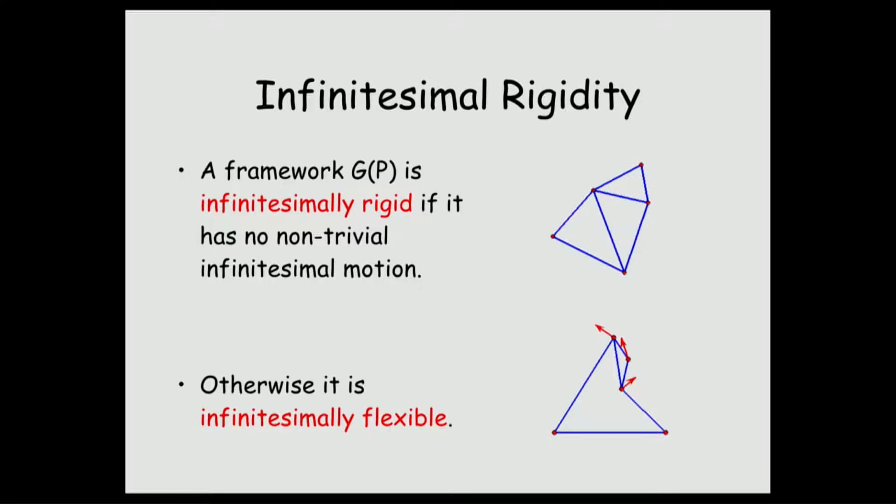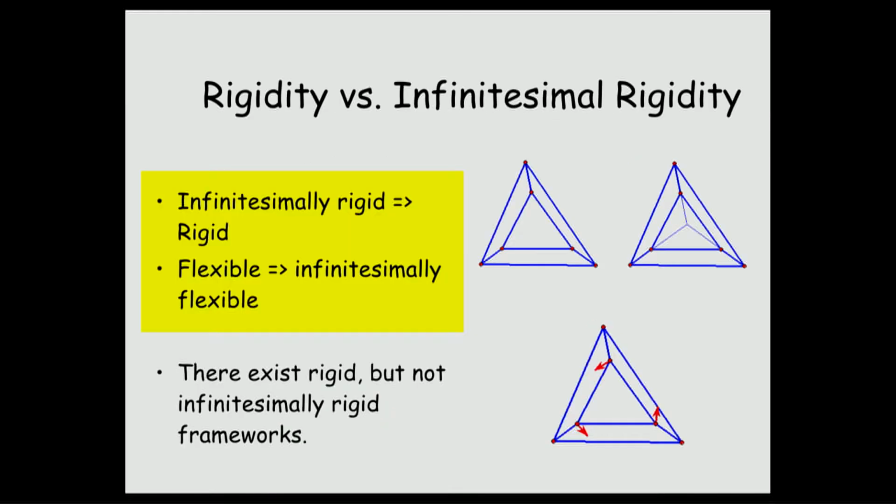So now we have another area: instead of talking about rigidity, we talk about infinitesimal rigidity of a particular framework. We say that it's infinitesimally rigid if it has no non-trivial infinitesimal motions, otherwise it's infinitesimally flexible. This is rigid, this is infinitesimally flexible, and these are possible velocity assignments. So these are well-known implications. If something is infinitesimally rigid, it implies that it's rigid. If it is flexible, then it's infinitesimally flexible, but the opposite directions don't work.